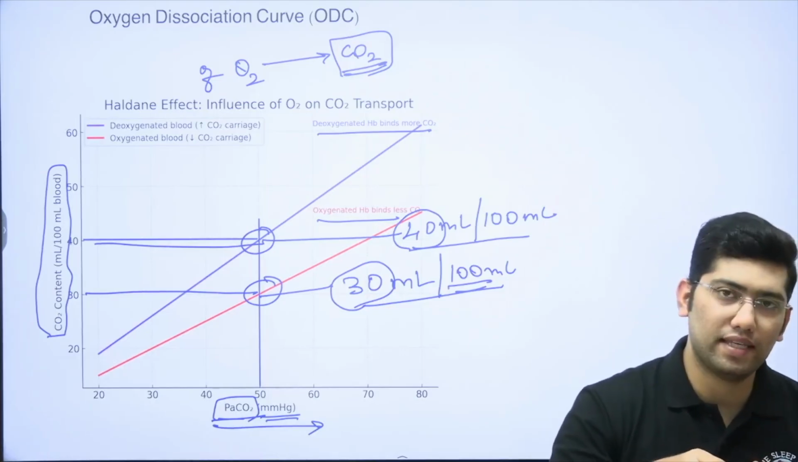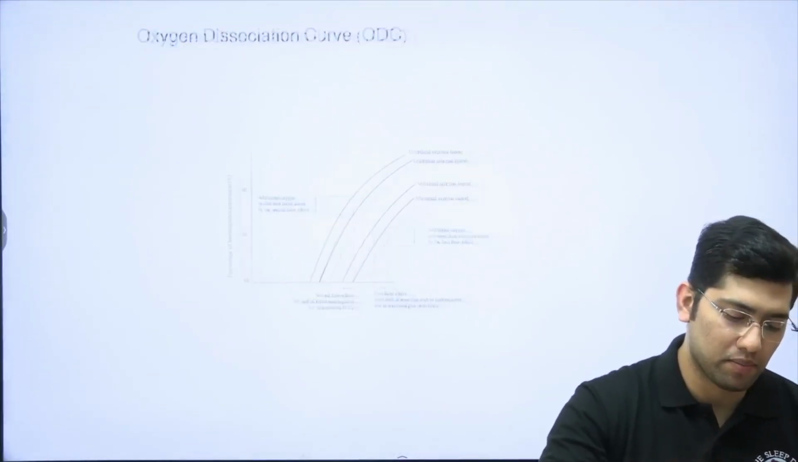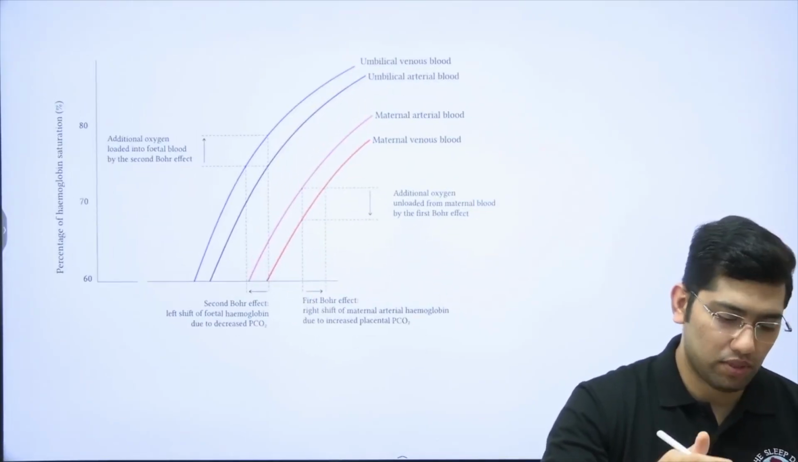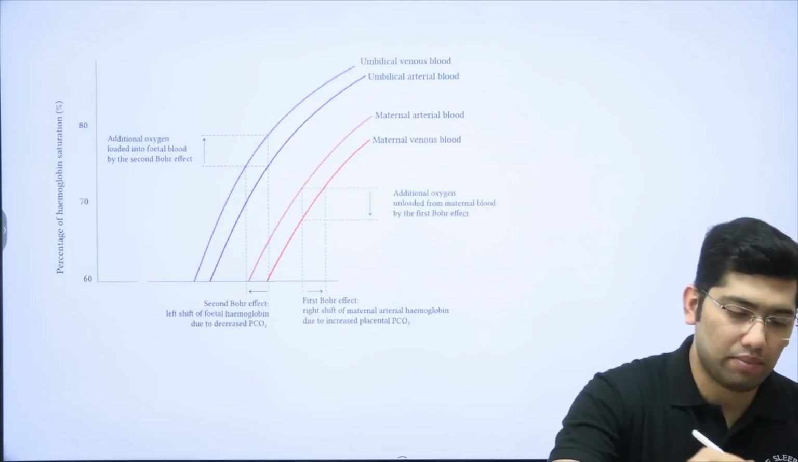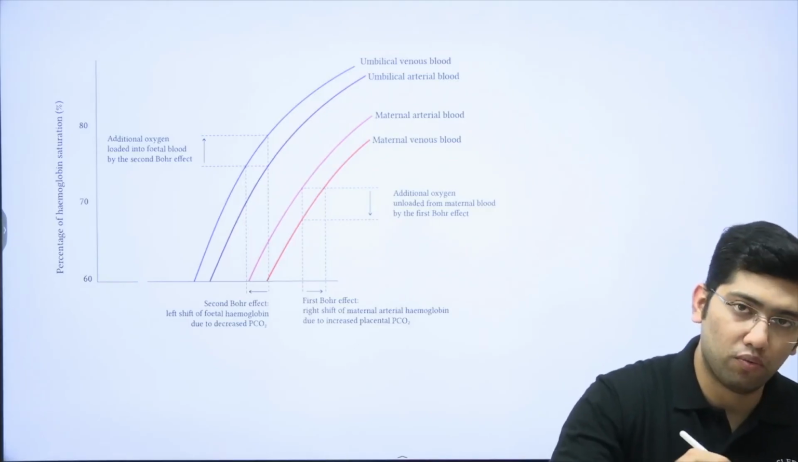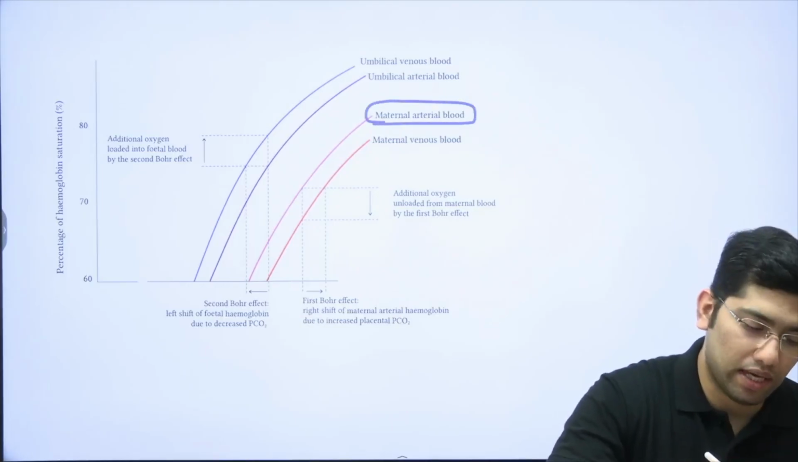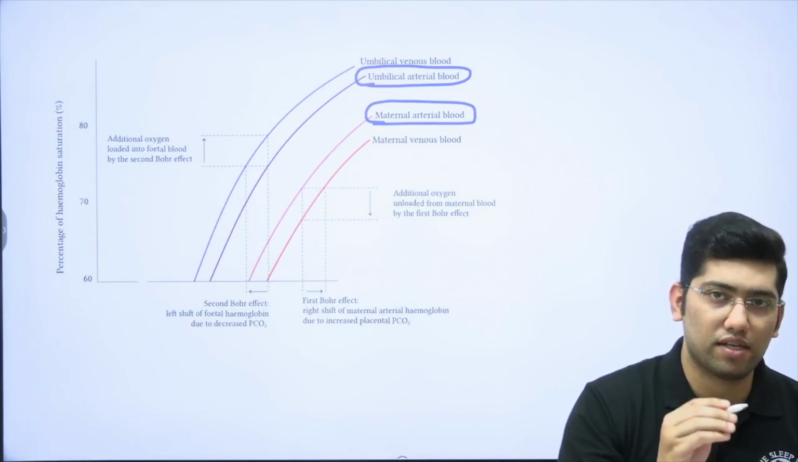Now quickly let's see what happens in the double Bohr and double Haldane effect. All right. So here is the curve. Let me just zoom it. Yeah. Now here you can see, first let's label the parts to know what the diagram represents. Here we have the maternal arterial blood, and here we have the umbilical arterial blood. Now let's start the discussion with this.